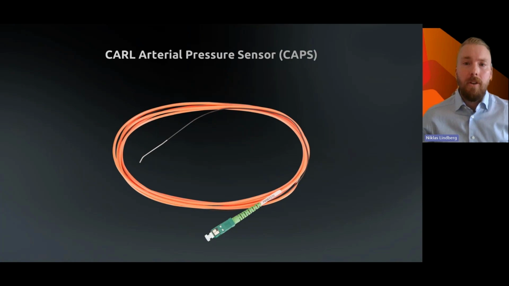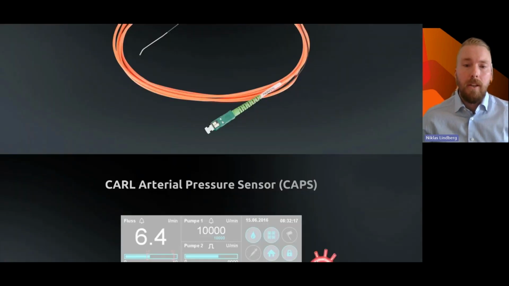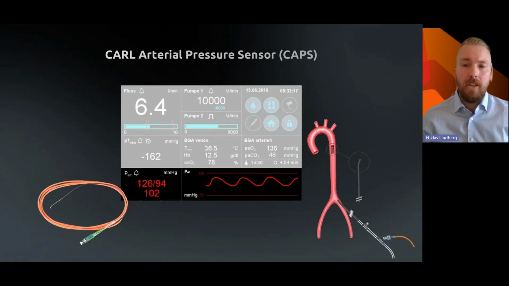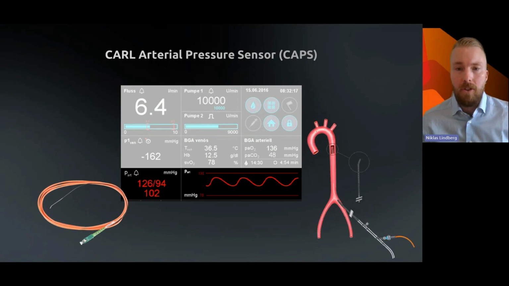Here is then the arterial pressure sensor. It's a fiber optic sensor. We insert it in the 45-degree luer connection on the distal side of the arterial line, shortly before the cannula. It goes up to the descending aorta, and we get a really nice measurement of the blood flow and the blood pressure that we are delivering to the patient.